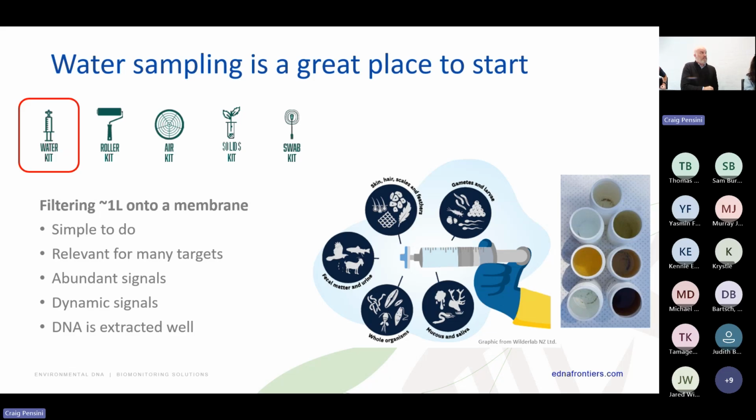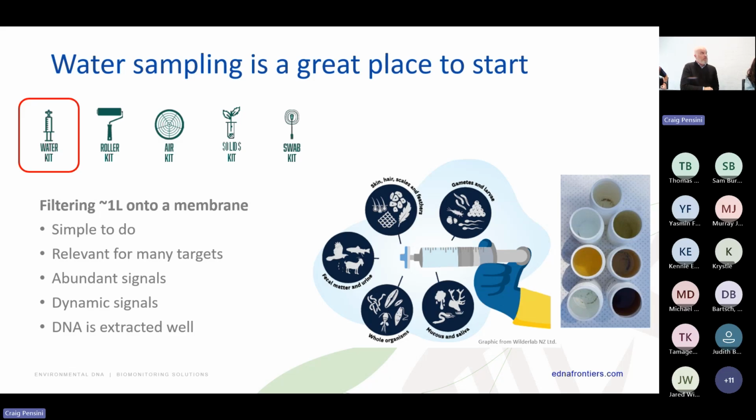The simplest way to do this is we've got kits. Ultimately what you're doing is filtering that water onto a membrane. We've got kits that operate with a syringe with a little connecting filter on the end. The idea is that you try and push a litre of water through that or thereabouts, and you capture everything on that filter. It's very simple to do. There's a manual way of doing it, and we'll go through some of the other ways to help speed this up a little bit.